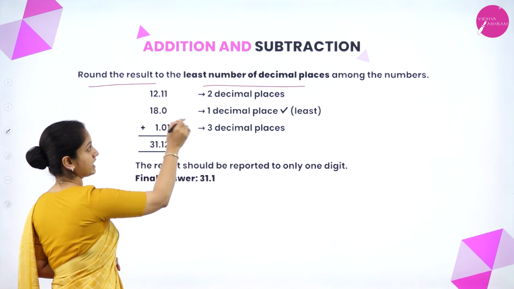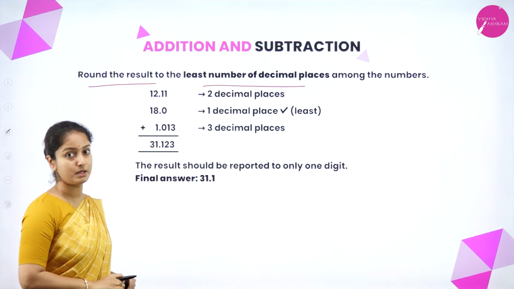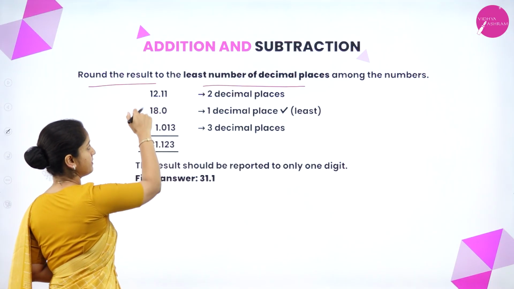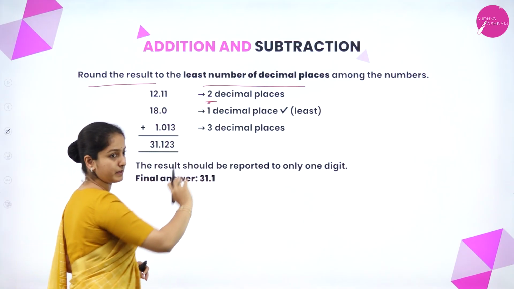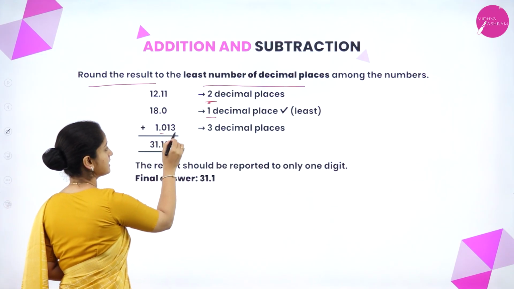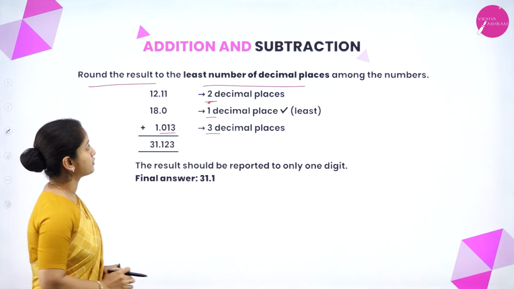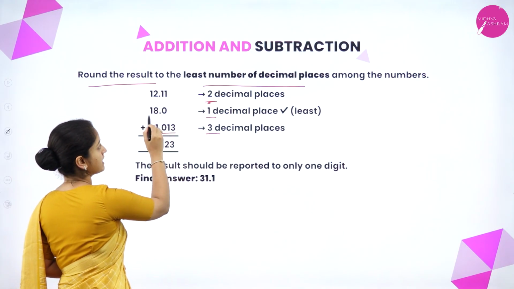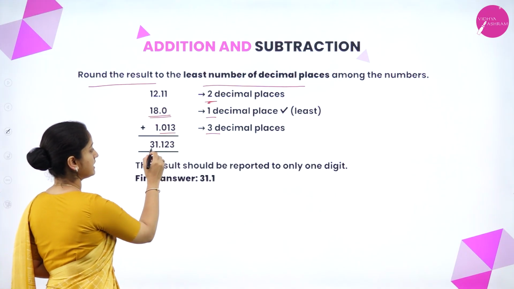So, you have to check, in the rule that is given, the least number of decimal places among the numbers. Here in the first one, there are 2 decimal places. Here in the second number, there is only 1 decimal place. And here in the third number, there are 3 decimal places. So the least decimal place is in 18.0.